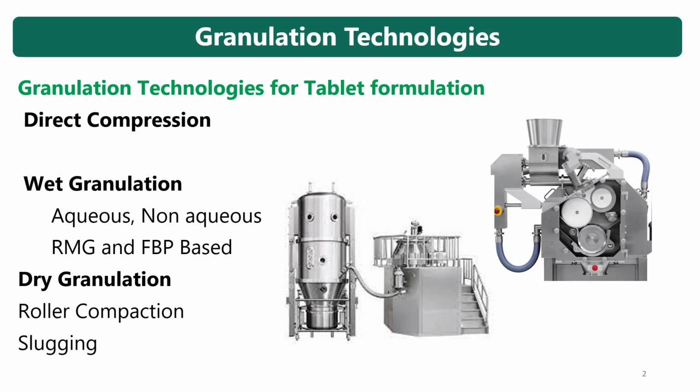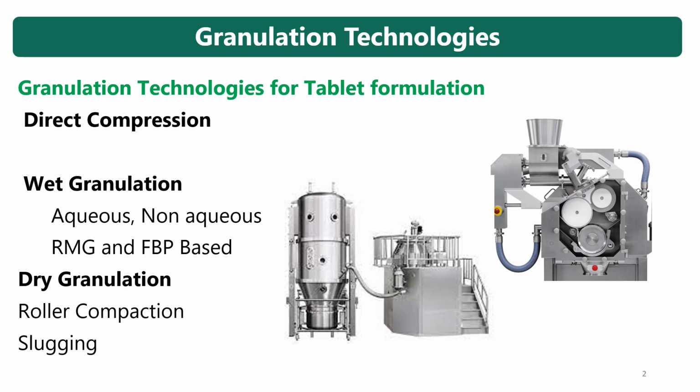The solvent used for granulation is called the granulating solvent, and that solvent may be aqueous, like purified water, or non-aqueous, like organic solvents. For example, isopropyl alcohol, ethanol, acetone and MDC. So different organic solvents are used. Then wet granulation can be performed in a rapid mixer granulator and also in a fluid bed processor. When the fluid bed processor is used, that granulation is called top spray. And when RMG is used, that is known as RMG based wet granulation.